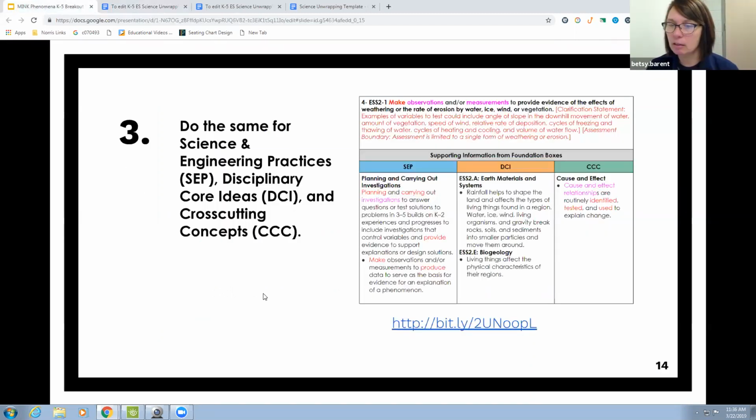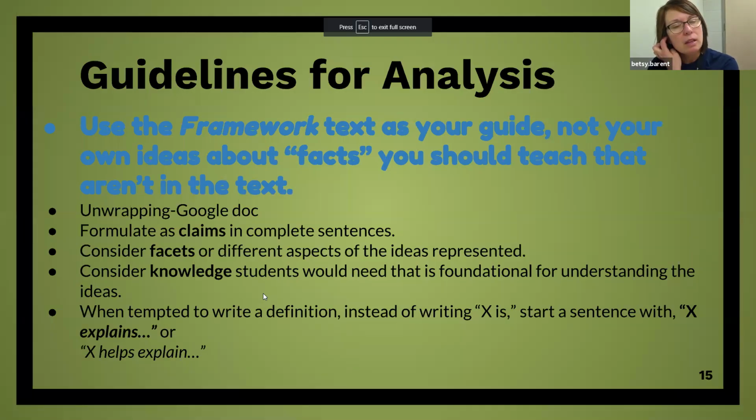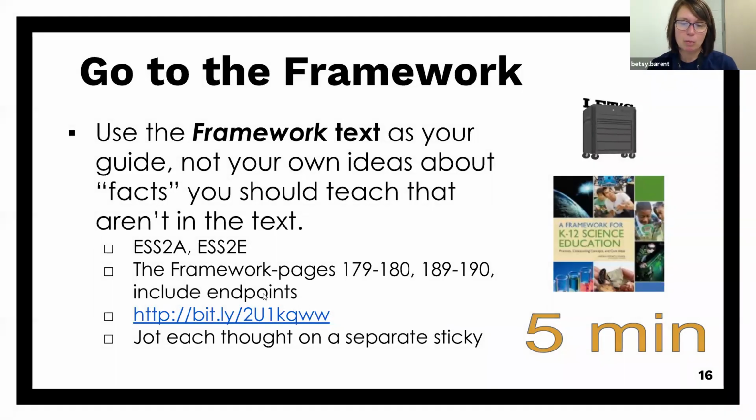So let's go back here. The next thing we would do would be kind of a little bit of a check. I would suggest that you go to the framework and find the text there that represents our standards that we're looking at. And specifically, we're looking at the Earth and space science standards and the core ideas are ESS 2A and ESS 2E. So what I would suggest you do right now is actually go read those.